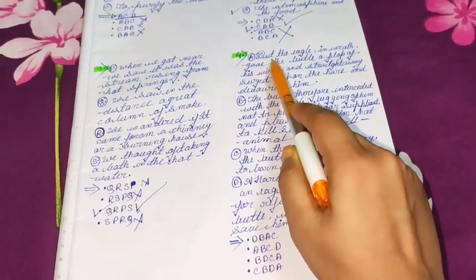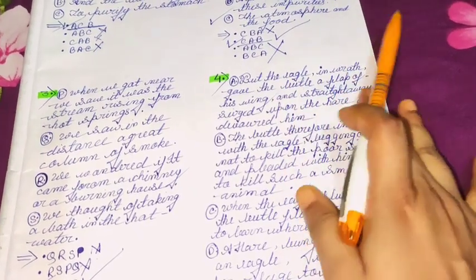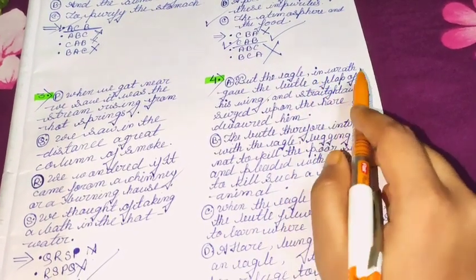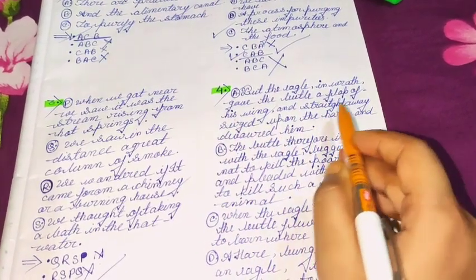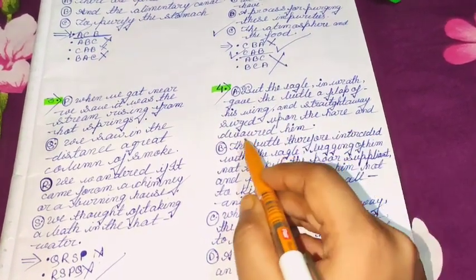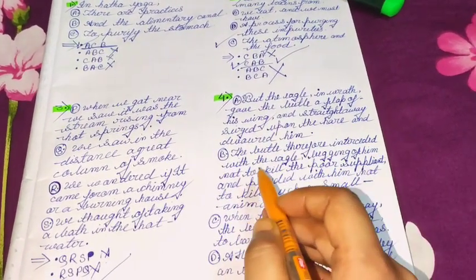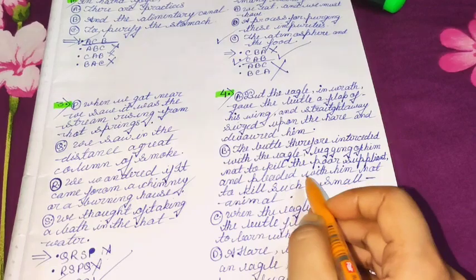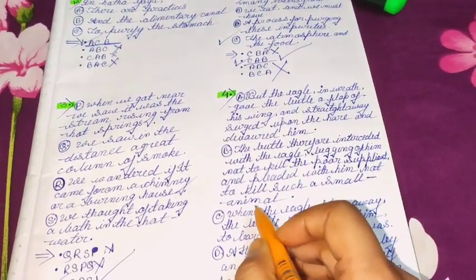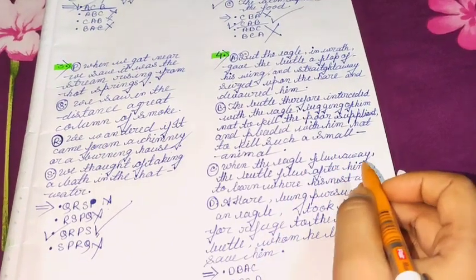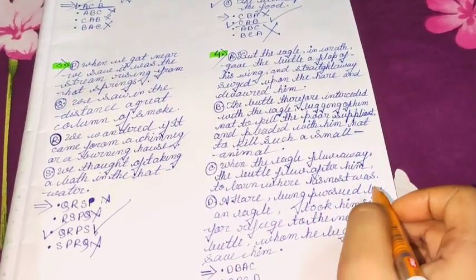Let's read out. But the eagle in red gave the beetle a flap of his wing, and straightway seized upon the hare and devoured him. Next, the beetle therefore interceded with the eagle, begging of him not to kill the poor suppliant, and pleaded with him not to kill such a small animal. When the eagle flew away, the beetle flew after him to learn where his nest was.